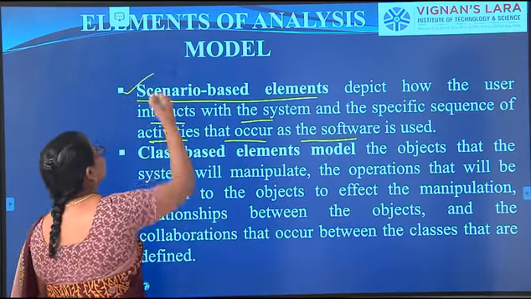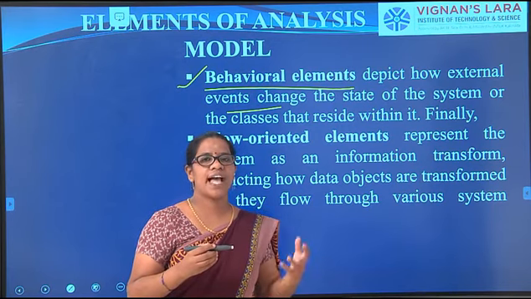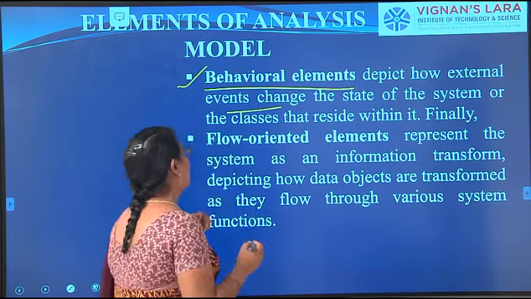So behavioral elements are nothing but how the system acts when external events occur on it. Next, the last one, flow-oriented elements. Flow-oriented elements represent the system as an information transform, depicting how data objects are transformed as they flow through various system functions.